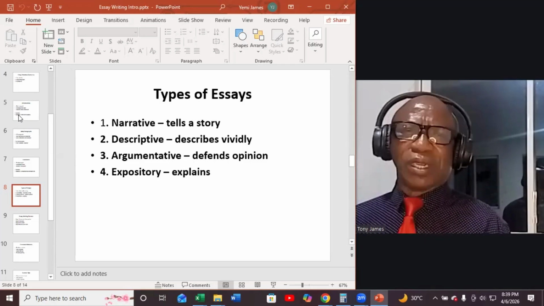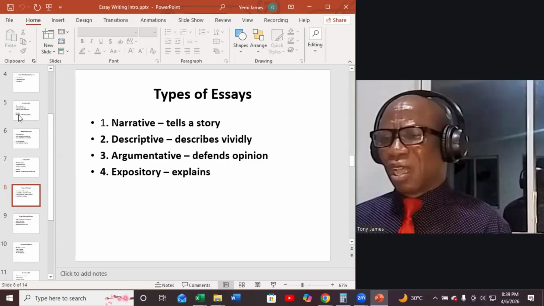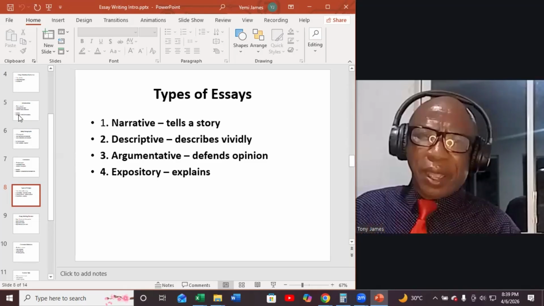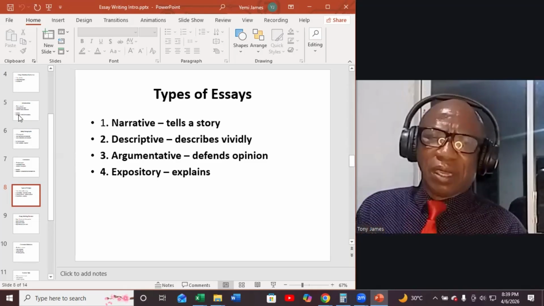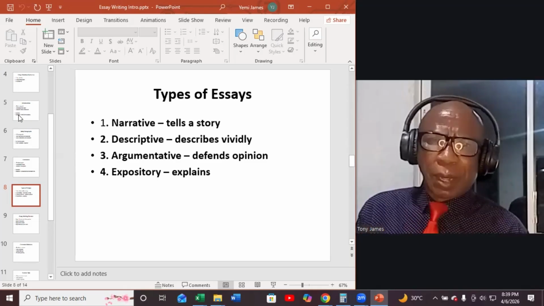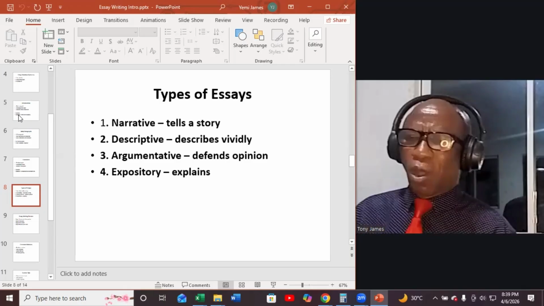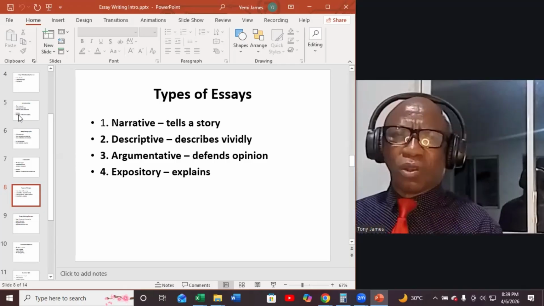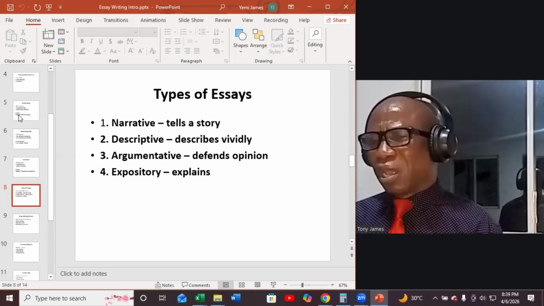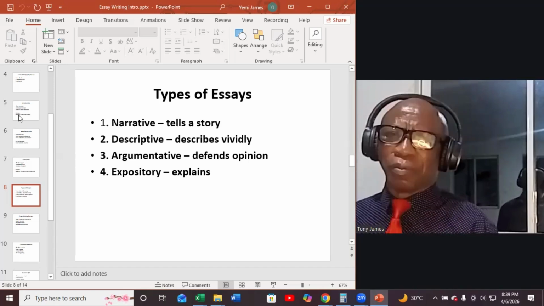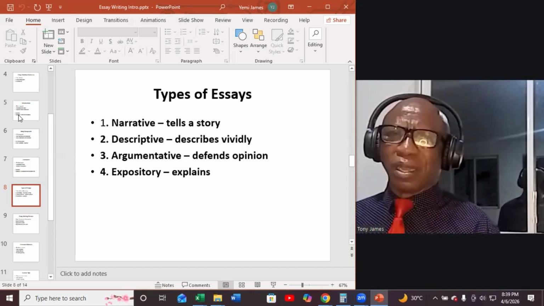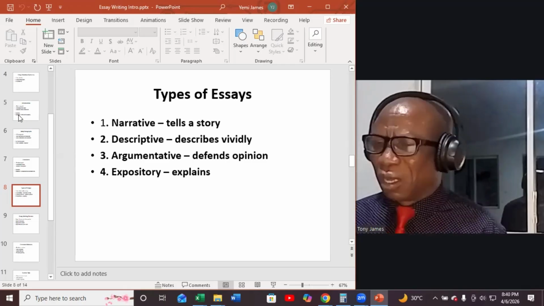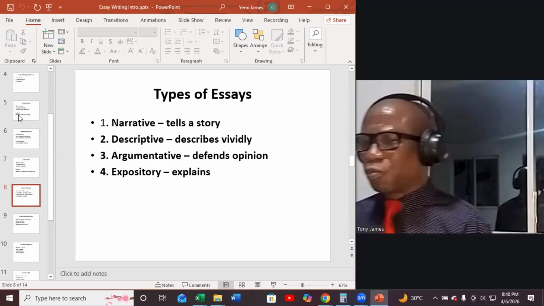Then we'll talk of the expository essay. The expository essay is an essay that explains, it exposes, expository. And this is one kind of essay that, if we are going to advise, we advise students not to write in the examination, except where it is compulsory, except where the examiner makes it mandatory for the student to write an expository essay.